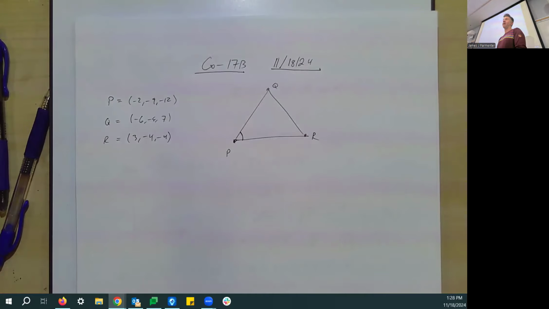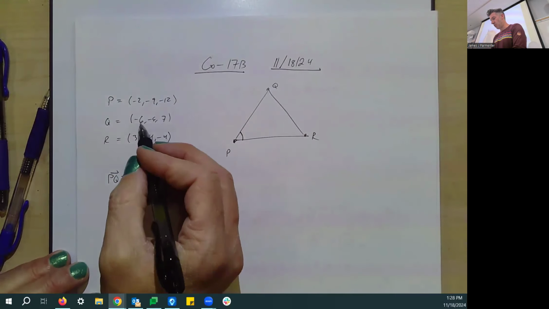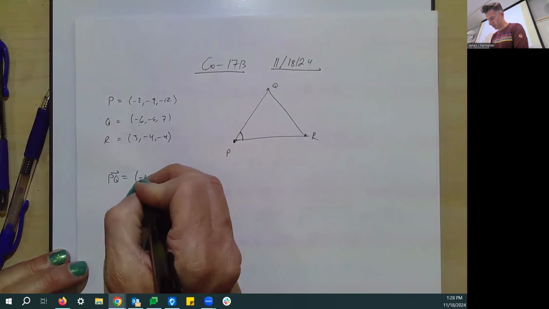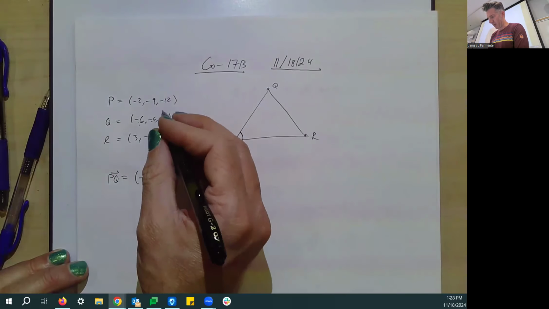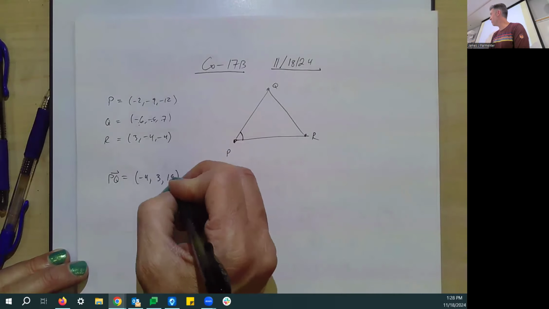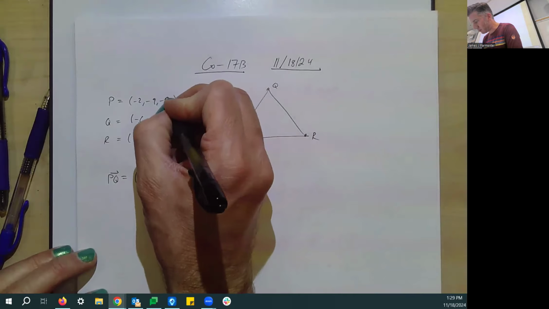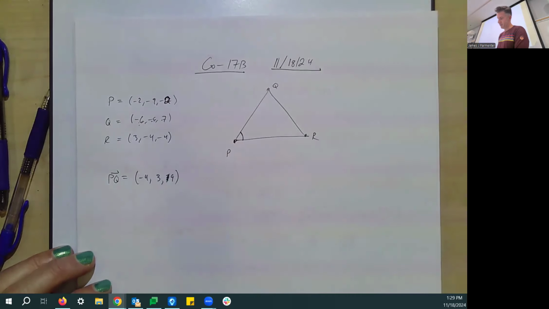I'm going to need to find the vectors that emanate from P. So I'm going to need to find the vector PQ, which is Q minus P. So -6 minus -2, -6 minus -9, and 7 minus negative 2. That's a 2, not a 12. 7 minus negative 2 is 9, not 19.